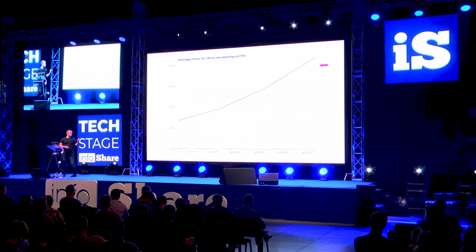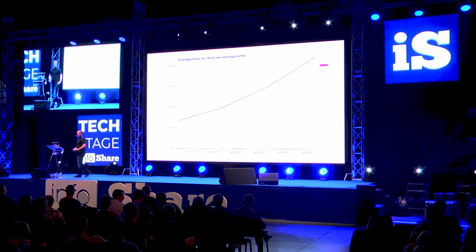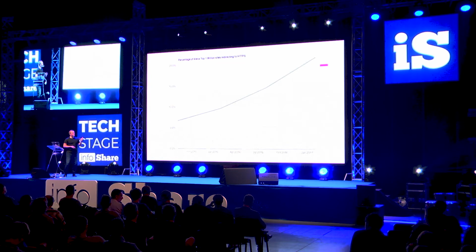This is the data from the report. What this shows is the percentage of sites in those top 1 million that redirect you from HTTP to HTTPS. Not only are we continuing to increase this number, you can see the graph is actually getting steeper. We're converting more sites more quickly as well. So we're on a huge migration path towards HTTPS on the web at the minute, which is a good thing.